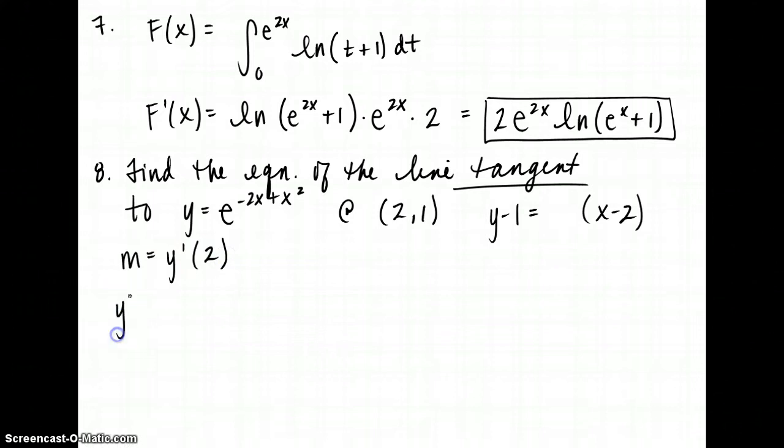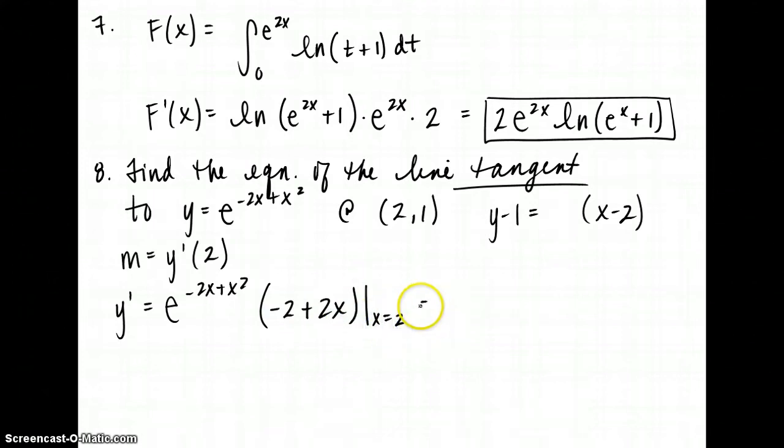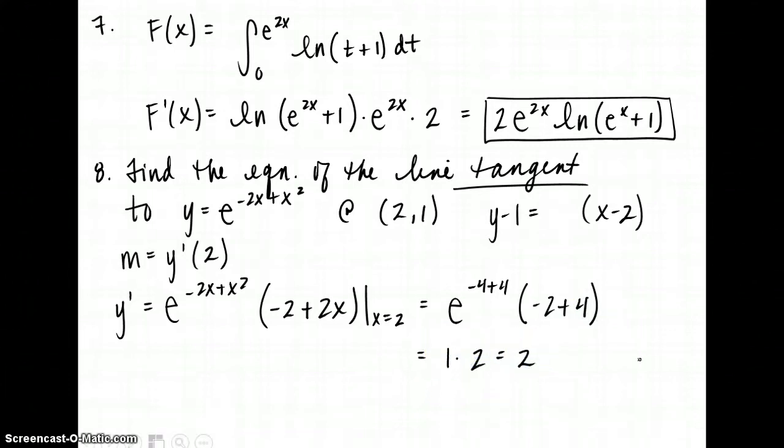So now let's find our derivative. The derivative of e is itself times the derivative of the exponent, so times negative 2 plus 2x. Evaluating the derivative when x equals 2, we get e to the negative 4 plus 4 times negative 2 plus 4. Anything to the 0 power is 1, so our slope simplifies nicely to positive 2.